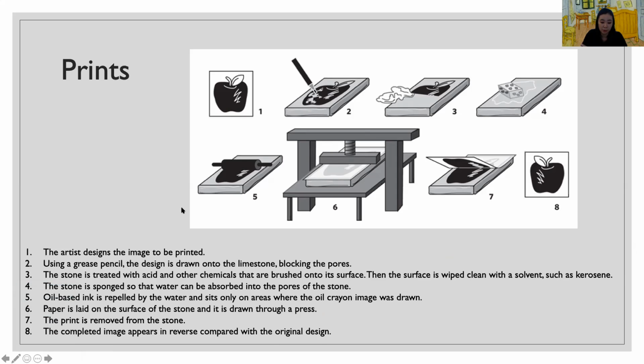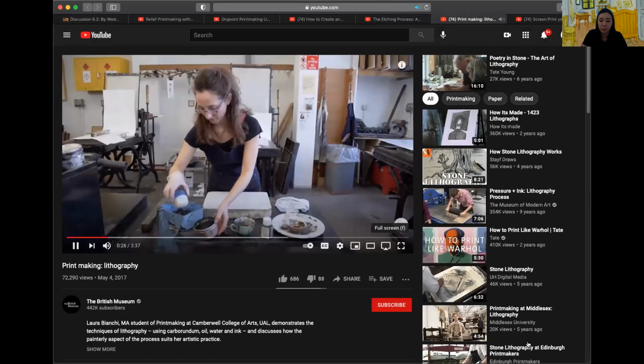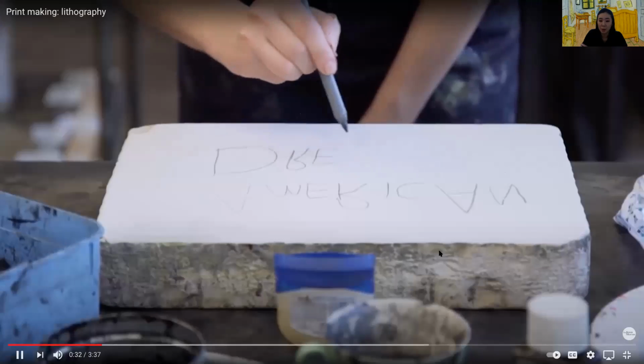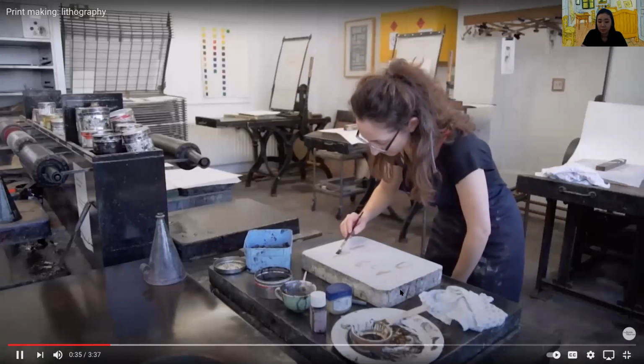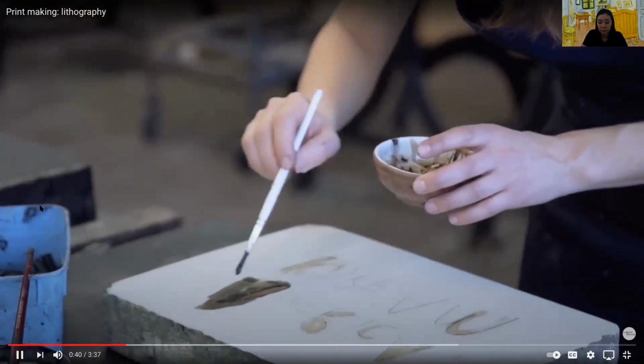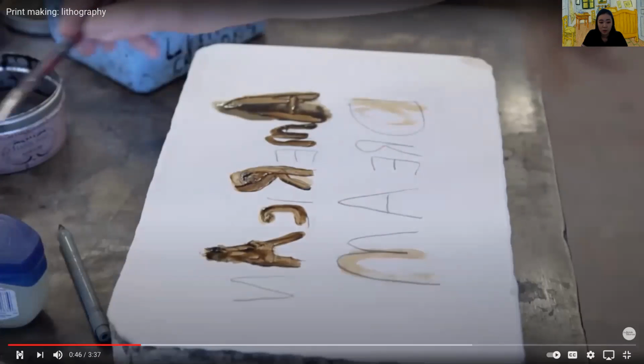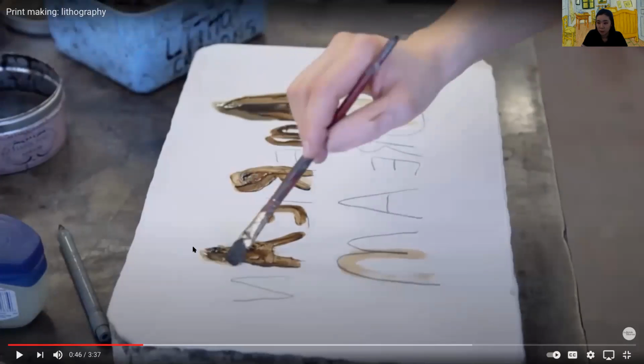So let me show you a video to show the lithography process in detail. See, she's using real stone. This is the limestone. It seems like it's a ground, like we just saw in intaglio printing. And I guess this ground is also oil-based, so it holds the ink.